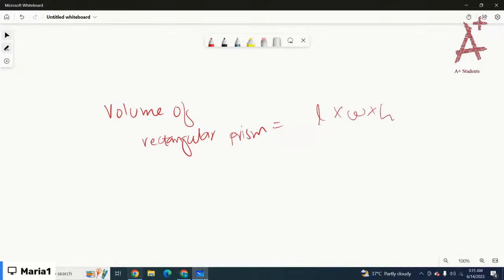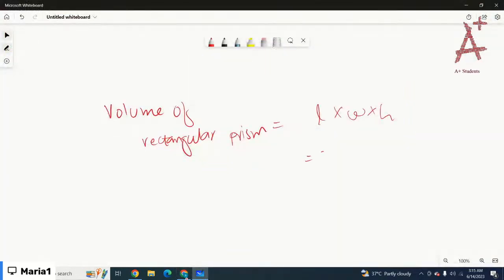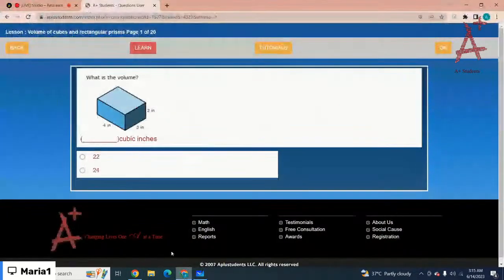Got it? So the measurements for this one are 2, 3 and 4. So you have to do 4 times 3 is 12 and 12 times 2 is 24. That means the volume of the rectangular prism is 24. Got it? And I forgot the units. It would be 24 cubic inches. The correct option is 24.